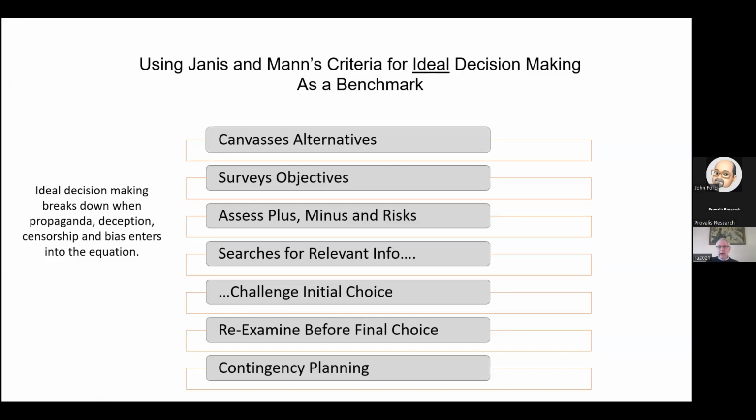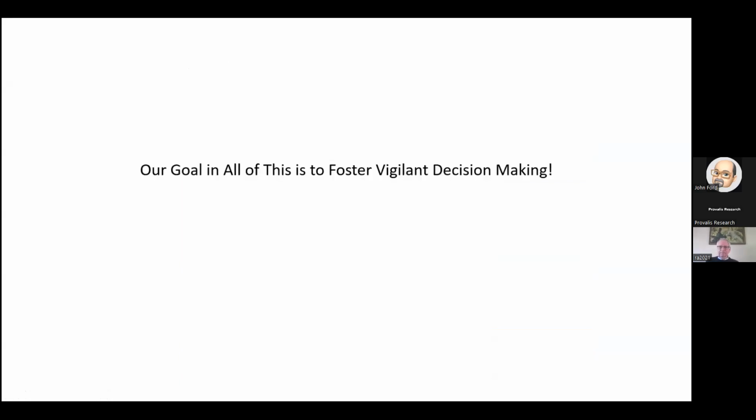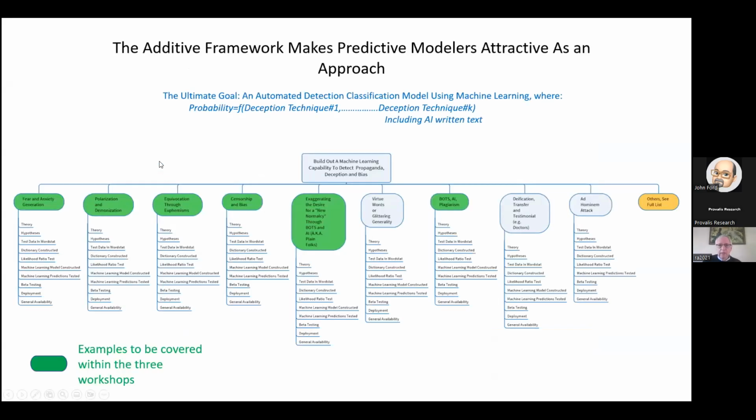So the question is, how do we spot things that may be causing us to short-circuit this? What are some of the common techniques? Our goal really is to foster vigilant decision-making. That's our primary objective. What we talked about last time was that we explored and did hypothesis testing following the Popper framework. Fear and anxiety generation was one thing we looked at. Polarization we looked at, demonization, and we tested hypotheses.